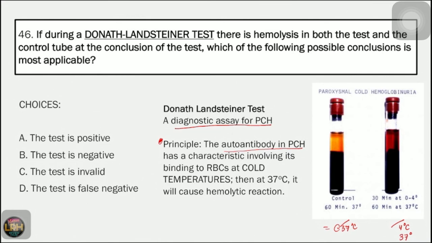So in this case, number 46, both tests are observed with the presence of hemolysis. Therefore, in this scenario, it should be considered as an invalid test or invalid assay. So number 46, letter C.